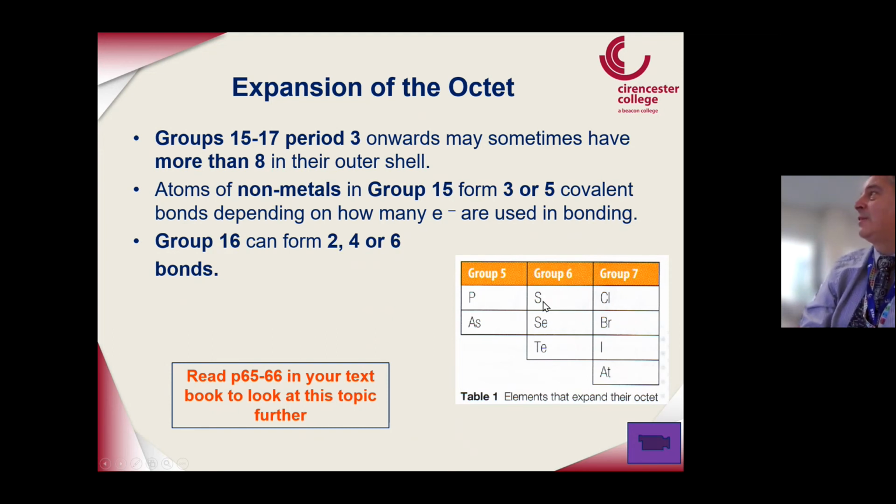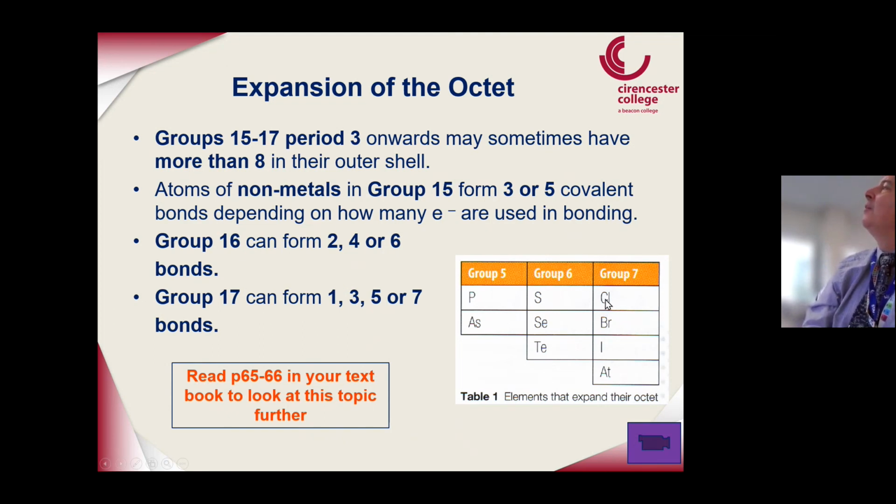Up to 6. How many electrons does sulfur have in its outer shell? 6. So it can form up to 6 pairs, so 6 bonds. And group 7, you guessed it, can do 1, 3, 5, or 7. Because they can either bond the 1 electron that's not paired up, or they could bond 3, so it has to be an odd number there. Or they can go up to 7 because they've got 7 electrons in their outer shell, and that will happen for arsenic, selenium, bromine, tellurium, iodine, and astatine as well. That's in your textbook if you want to look at that further.